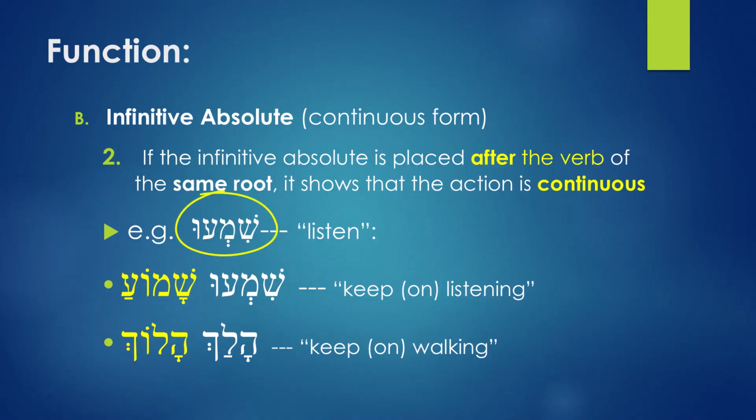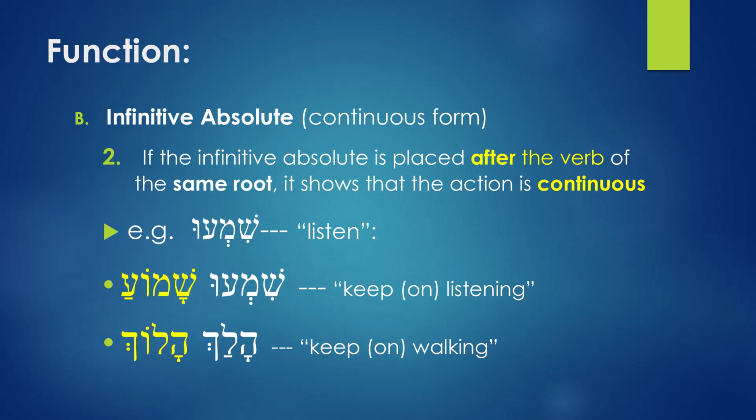Shimur means listen. The first phrase we have, shimu shamua. And we have shamua, which is our infinitive. How do we know? It's having kametz under the first consonant, and between the second and third, you have holemoa. So that is a sign of infinitive absolute. So you have shamua. And notice the position, it's coming after the verb of the same cognate root, of the same root. So in this case, the infinitive's function is to show that the action of the verb is continuous.